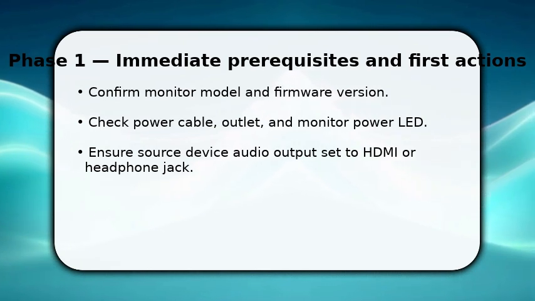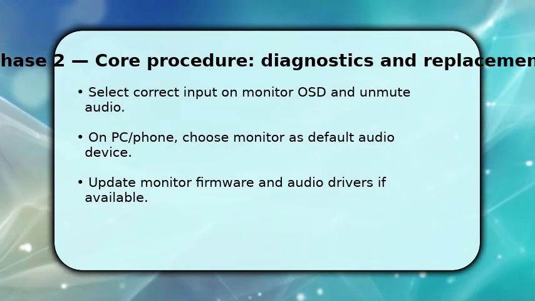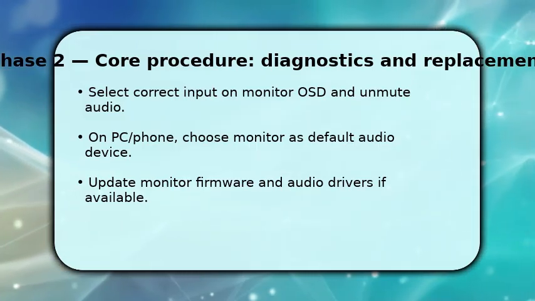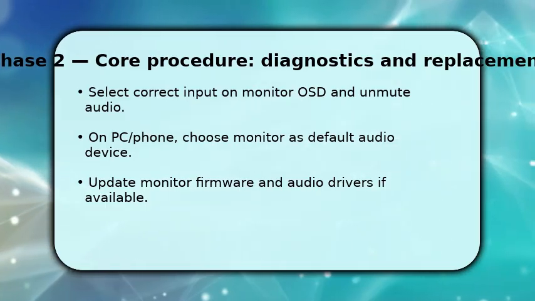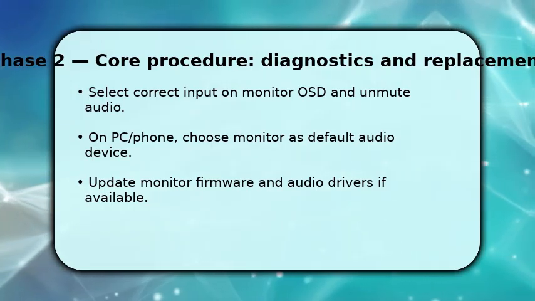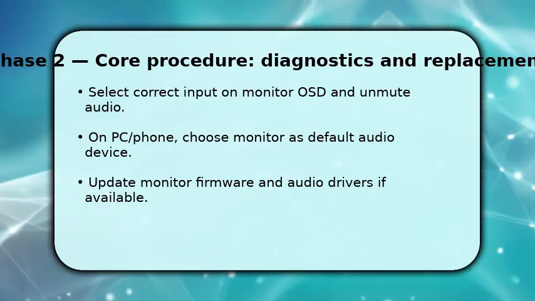You now dive into settings. Open the monitor OSD and confirm the input matches the physical connection, then ensure the monitor's internal speakers aren't muted. On your computer or phone, open sound settings and explicitly set the Koorui monitor as the default playback device so audio routes correctly. If using HDMI, verify audio format compatibility.